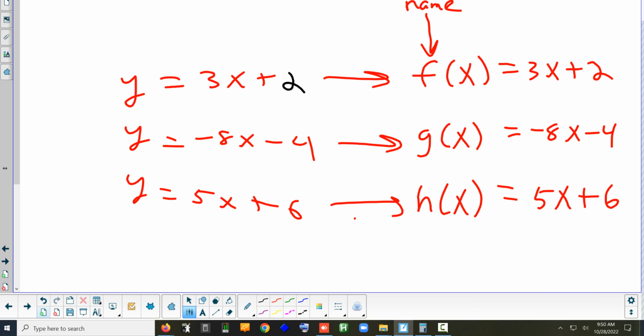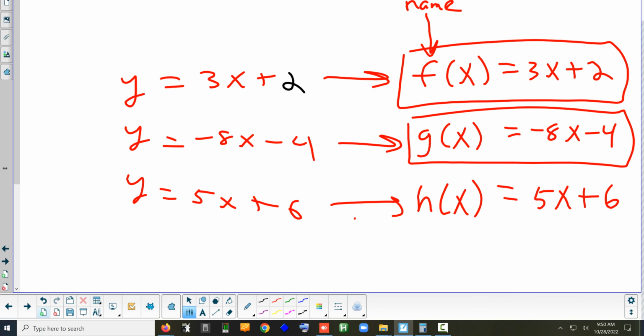Those all mean exactly the same thing. The only difference is now if I said to you, look at formula g, you know exactly which one I'm talking about. Or if I said, look at formula f, you know which one I'm talking about. Or h. Okay, so this way of naming functions is handy when we have a lot of them. Then we know which one we're talking about. If we just use y all the time like we're used to, it's kind of confusing which one we're talking about if we just say, look at the one with y. Well, they all have y.